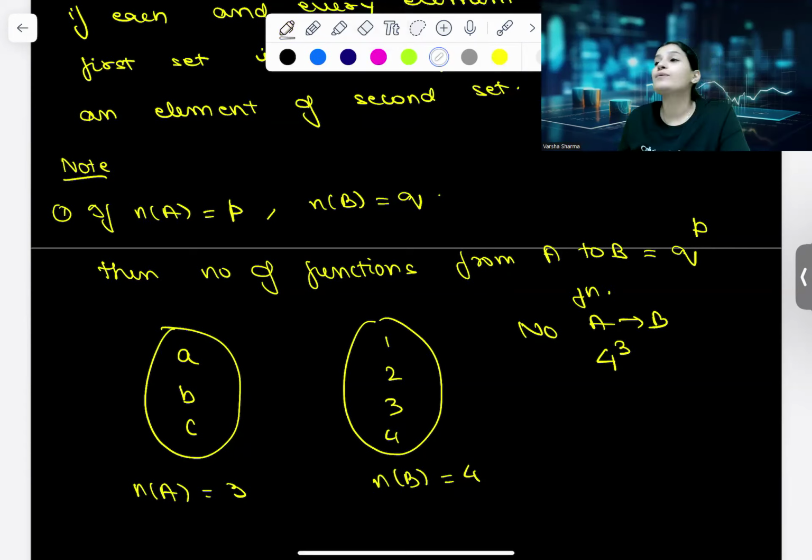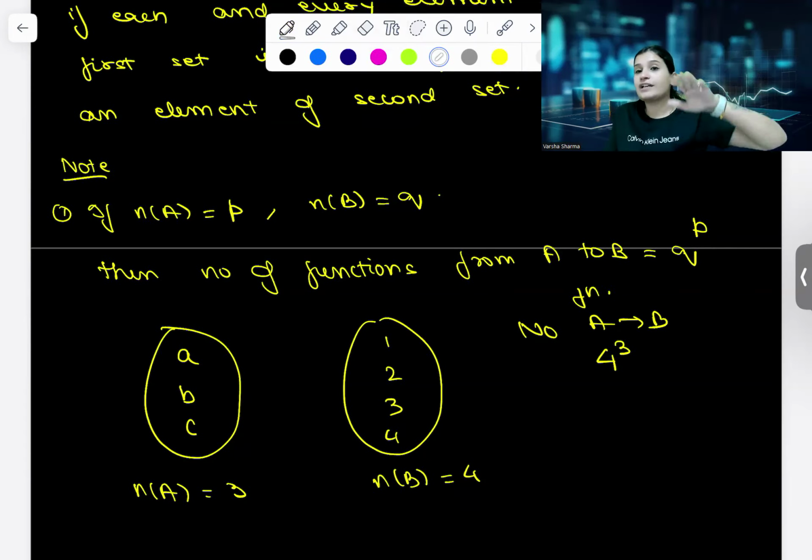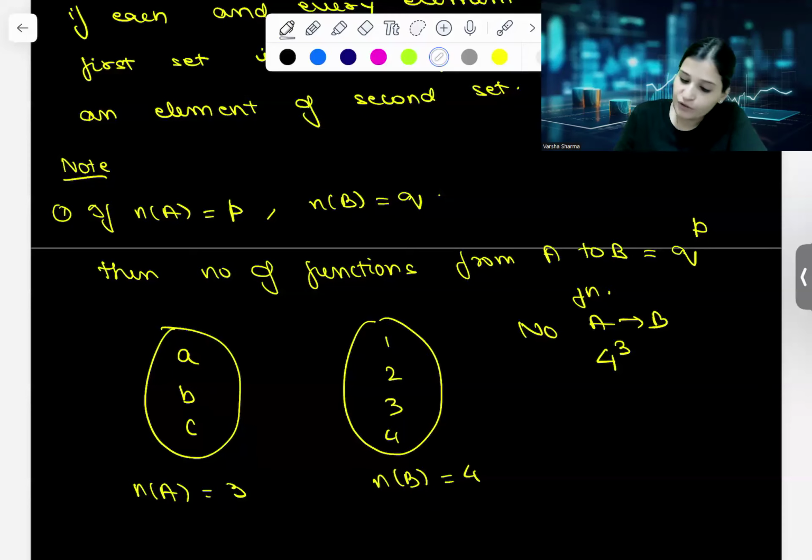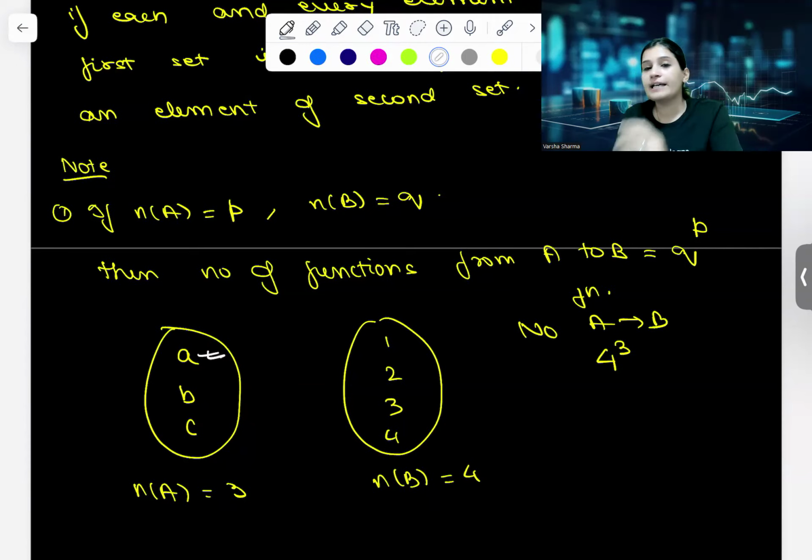Suppose in a function, what do we want? I want to form the pairs of each and every element of my first set only once. So when I want to form the pair of A, how many options does A have? Four. It can be A1 or A2 or A3 or A4. So A has four different options to be paired with. What about B?